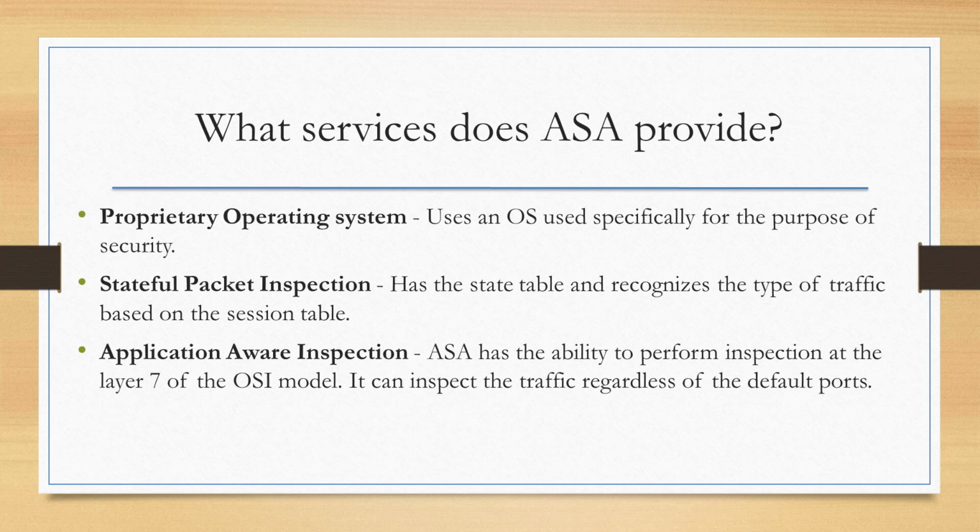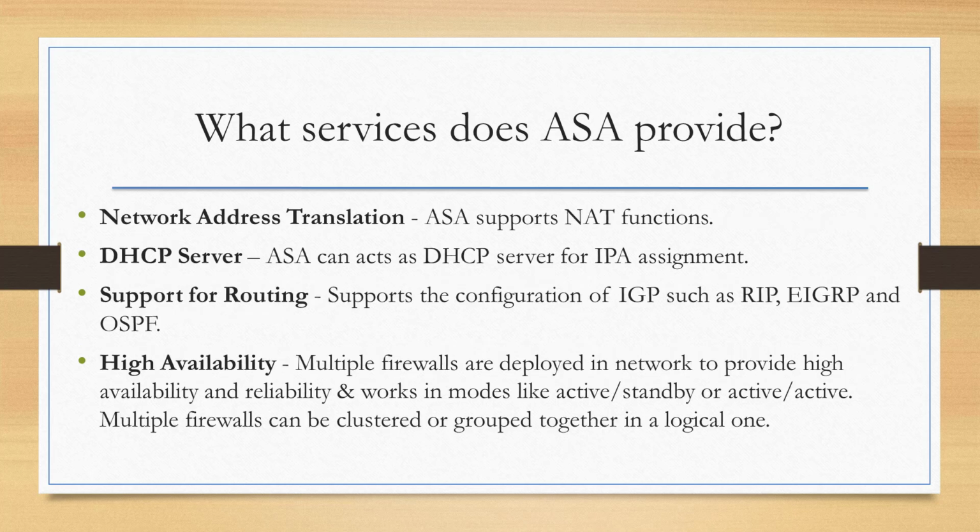Application-aware inspection, ASA has the ability to perform inspection at layer 7 of the OSI model. It can inspect the traffic regardless of the default ports. Network address translation, ASA supports NAT functions. DHCP server, ASA can act as a DHCP server for IP assignment. Support for routing, supports the configuration of IGPs such as RIP, IGRP and OSPF.